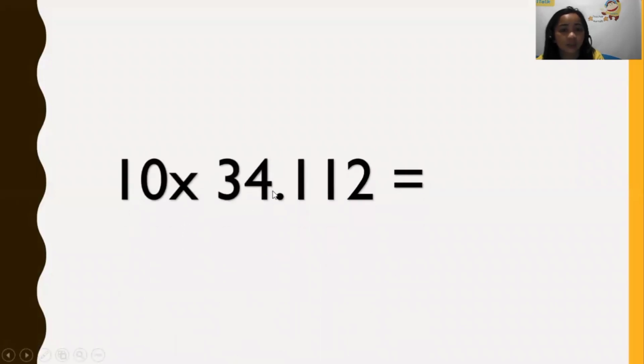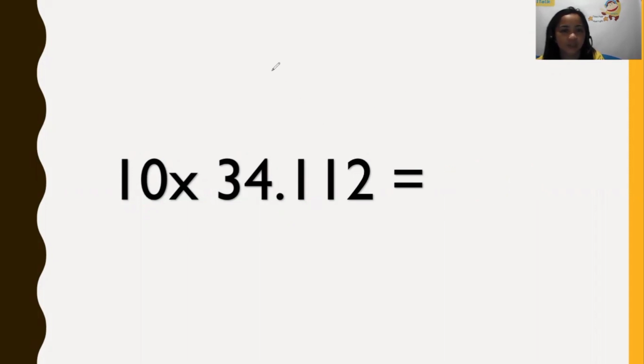Let's have another example. 10 times 34 and 112 thousandths. 1, 0. 10 ang i-multiply natin. So we need to move one place to the right. So we have 341 and 12 hundredths. So na-move lang.